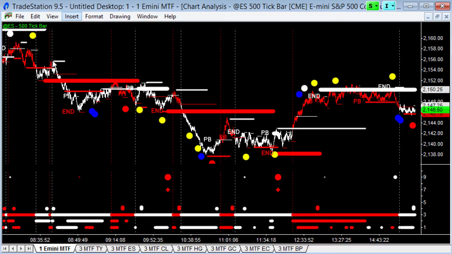So you're getting short around this point here and then taking profits when we have an exhaustion pattern on the way down. This little move here doesn't look like much, but that was 10 points from here to here. Really nice swing trade move.